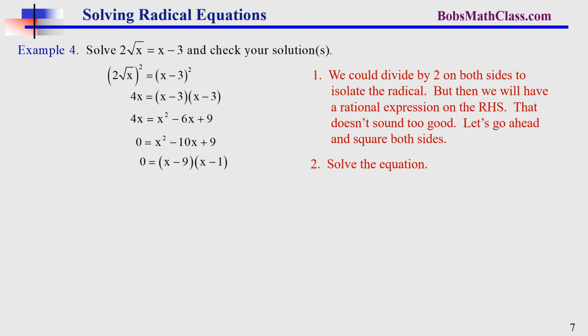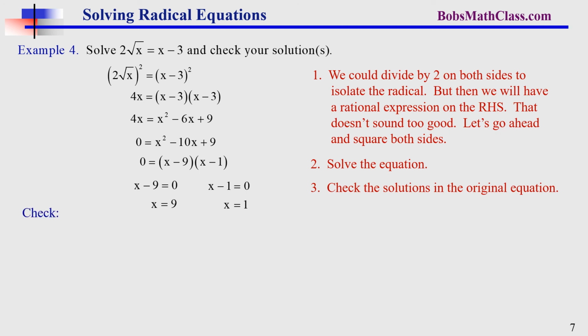So separate that into two equations, and then on the first equation add 9 to both sides, second equation add 1 to both sides. So we have two answers, 9 and 1. Now we need to do the check. So plug in 9, see if it works, and then plug in 1 and see if it works.